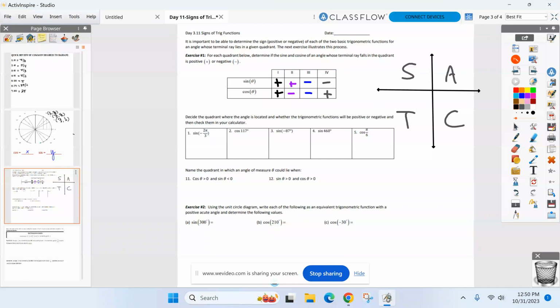All right, so what I want to do, I'm going to give you an angle measure and either sine or cosine. I want you to tell me if it's positive or negative. All right, don't touch your calculator. We can do this without it. Your calculator's just the check.